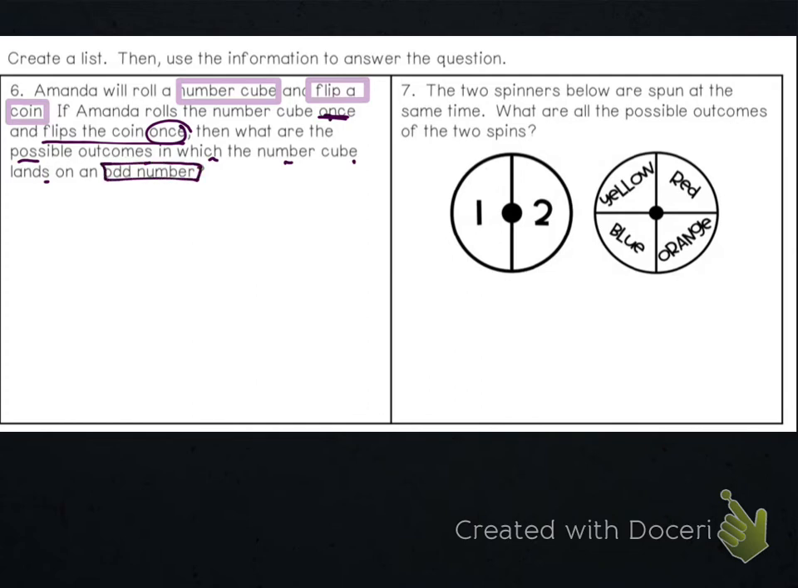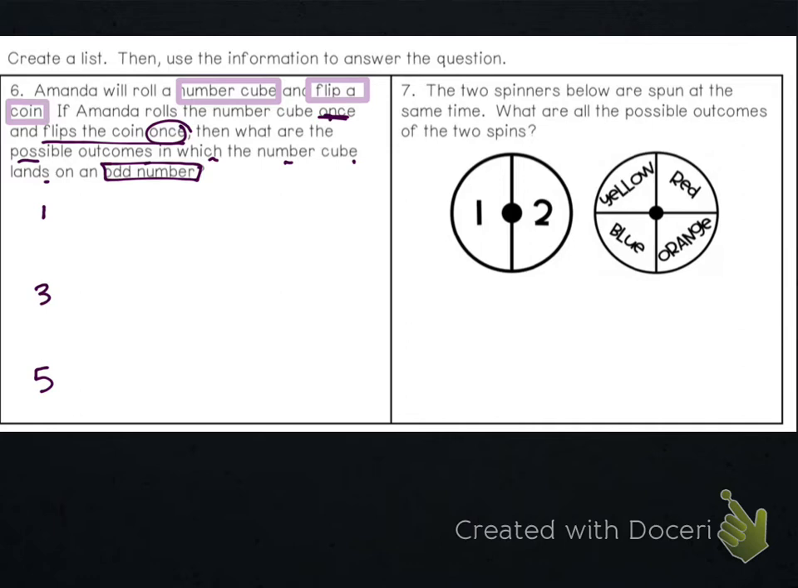So I'm only rolling the number cube once. What are my odd possible outcomes? Well, a number cube goes 1 through 6, so my odd possible outcomes are a 1, a 3, and a 5. And notice I left space there because I did that on purpose. So let's say I rolled a 1 and now I need to flip a coin. What are my possible outcomes for flipping a coin?